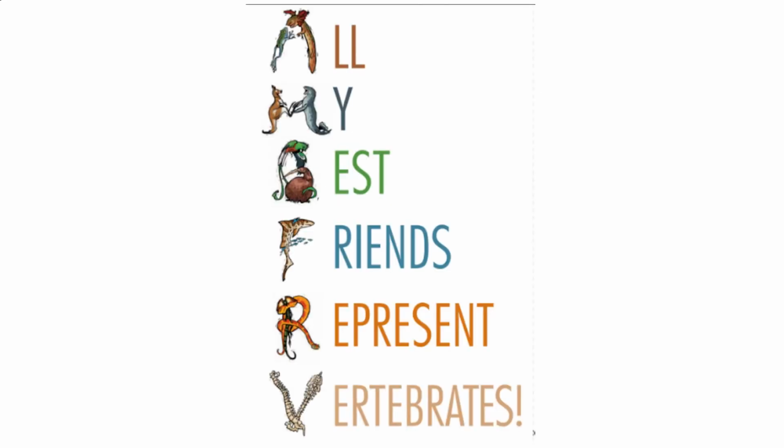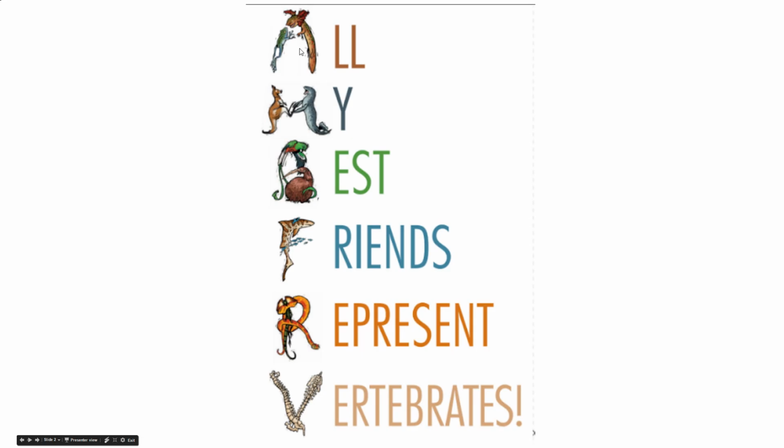Now, I have this poster that I can get a copy for you. It's called All My Best Friends Represent Vertebrates. This is a fun and easy way to remember the names of the 5 animal groups that Rattenborough's good friends belong to. Here's how you can remember it.